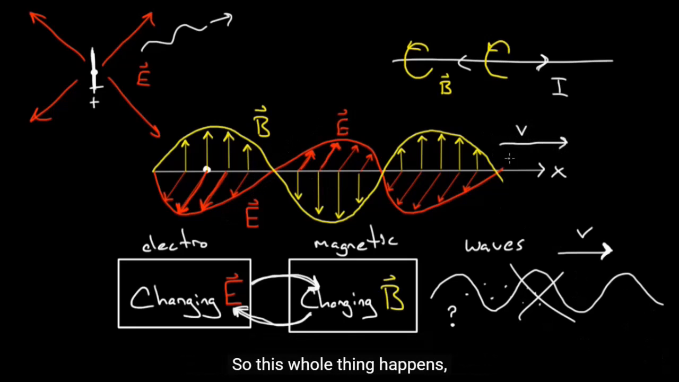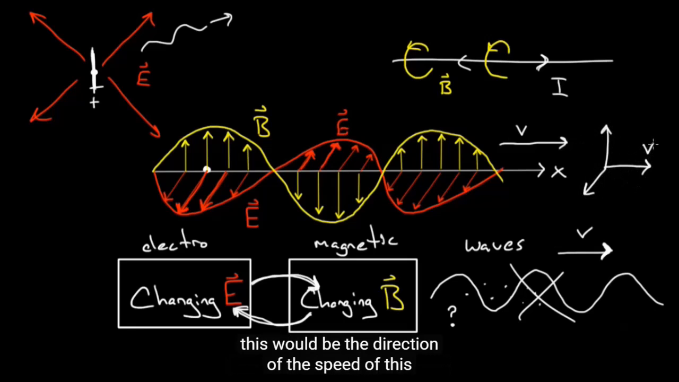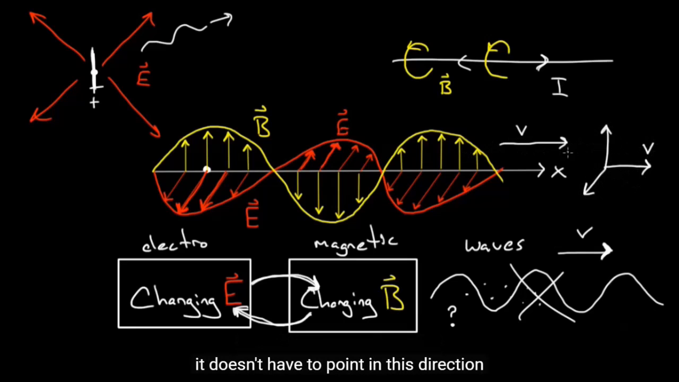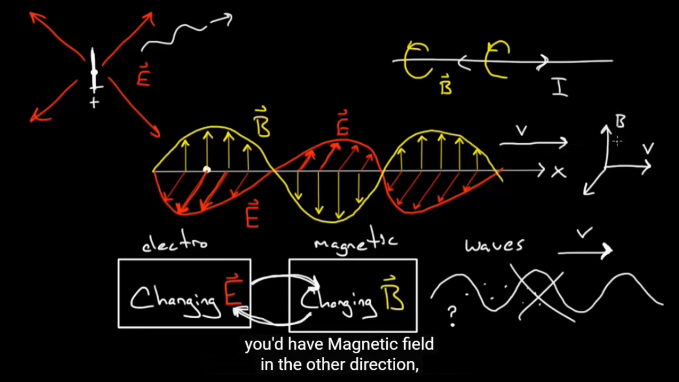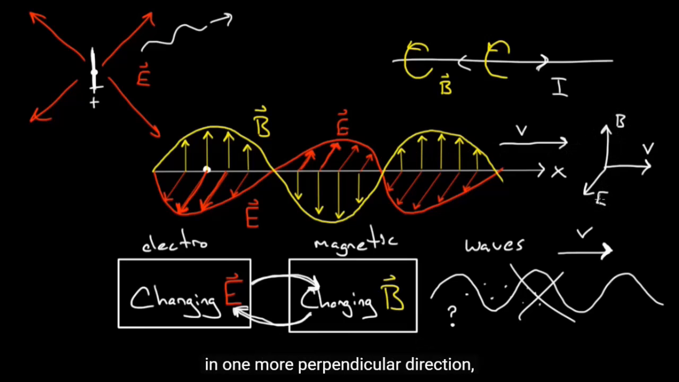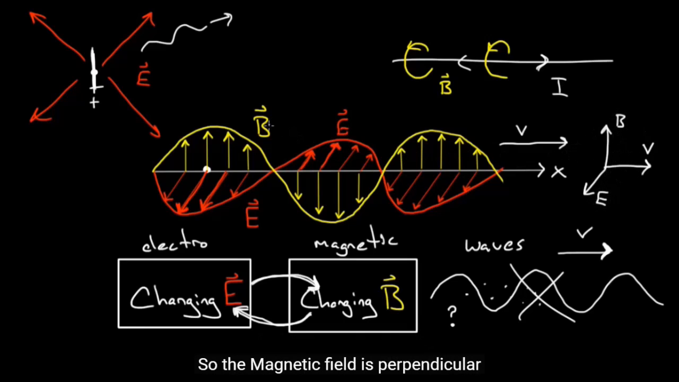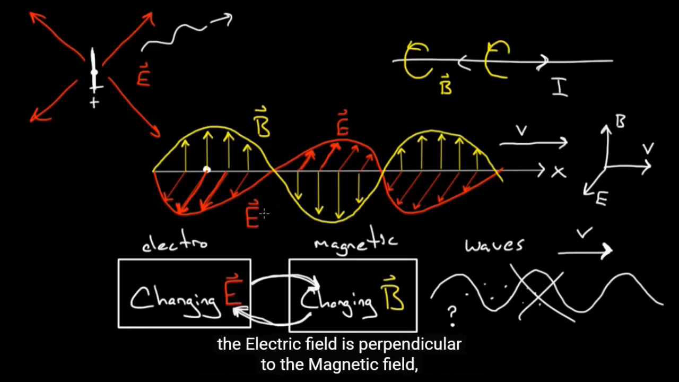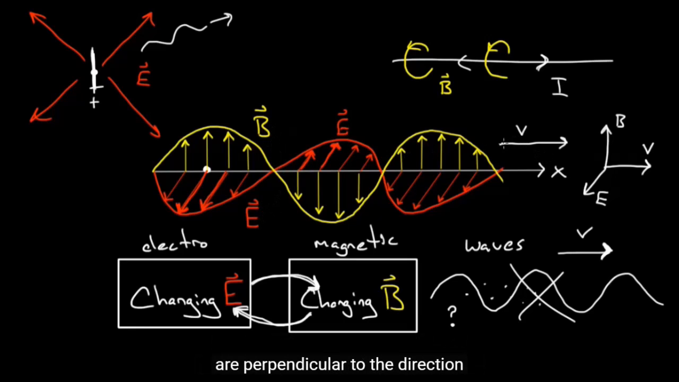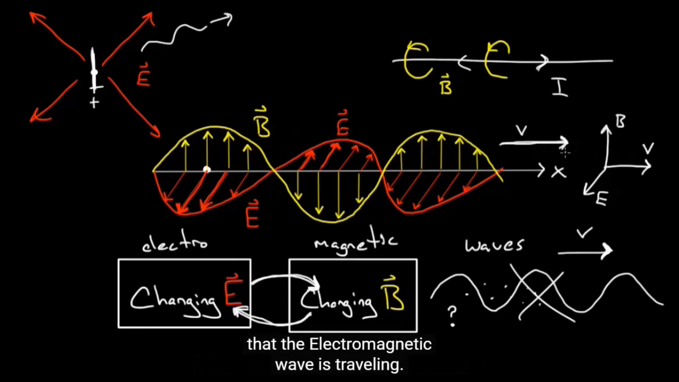So all three of these directions are at right angles. If I imagine a three-dimensional axis here, x, y, z, this would be the direction of the velocity of this wave. It doesn't have to point in this direction, but whatever direction it's pointing, you'd have velocity in one direction, magnetic field in another direction, and electric field in one more perpendicular direction. All three of these are perpendicular to each other. So the magnetic field is perpendicular to the electric field, the electric field is perpendicular to the magnetic field, and both the magnetic and electric field are perpendicular to the direction that the electromagnetic wave is traveling.